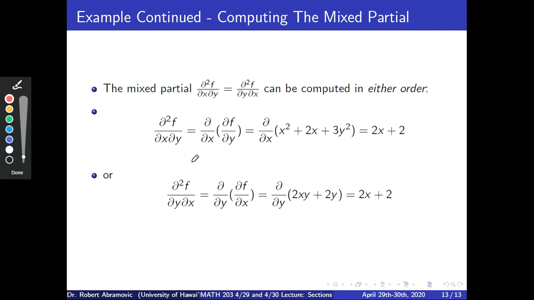Or we can do it the other way. First differentiate f with respect to x, then differentiate with respect to y. Derivative of f with respect to x is 2xy plus 2y. Because here, x is a constant, we can pull this out, we're left with 2y. Derivative of 2y with respect to y is equal to 2. There you have it. And that's how we compute both first and second partial derivatives.